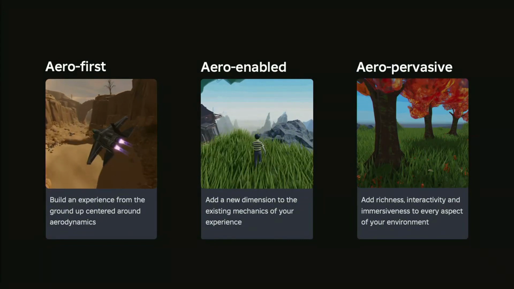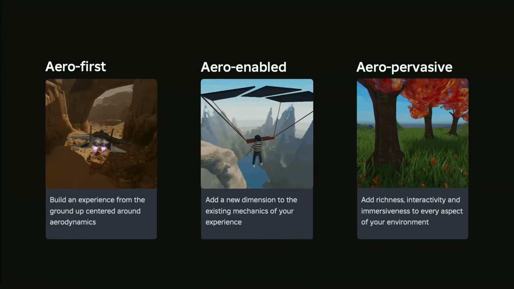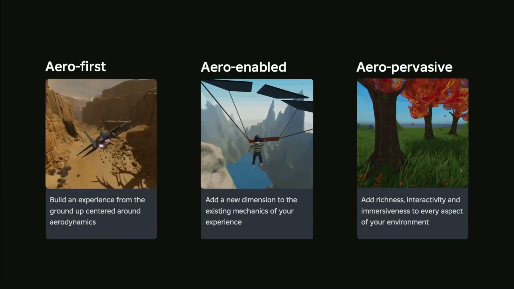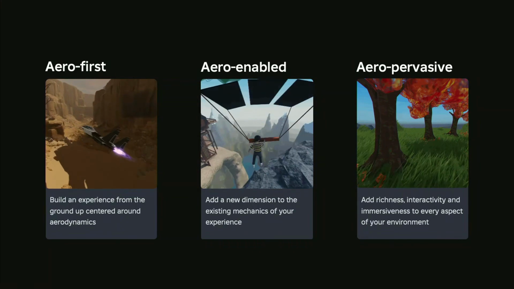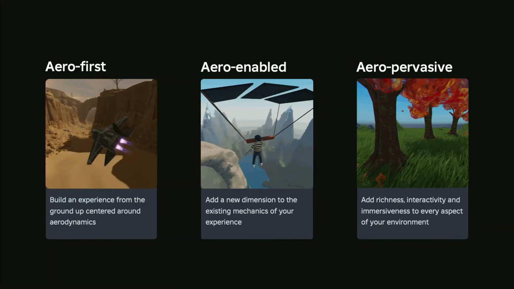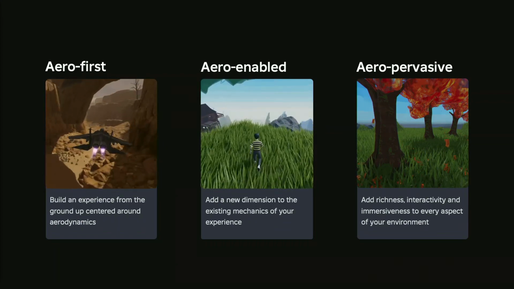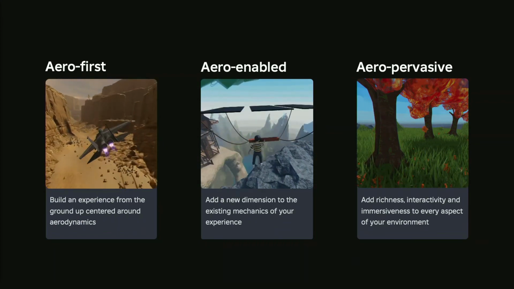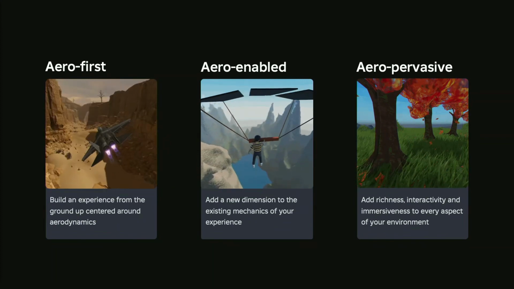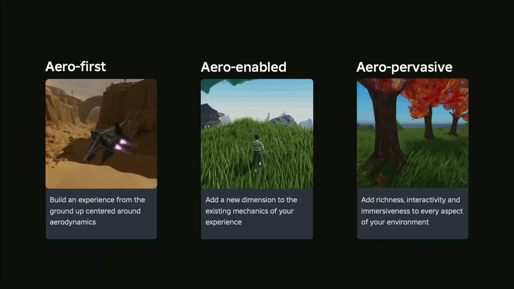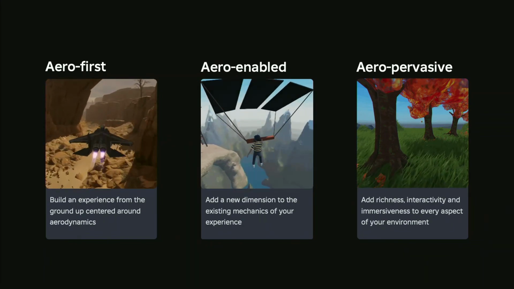So aerodynamics enables a whole number of new mechanisms in your experience. To help you think about some of those, we like to think about it through the lens of 3 categories: aero first, aero enabled, and aero pervasive. So let's talk about aero first. With aero first experiences, aerodynamics is the core game mechanic in your experience. This could be flying a realistic vehicle, or if you want to allow your users to build and test their own vehicles.